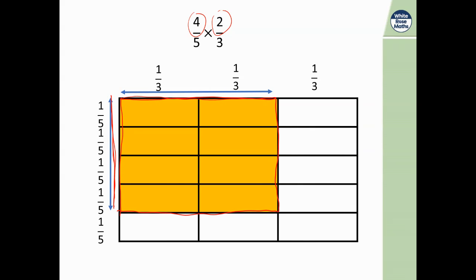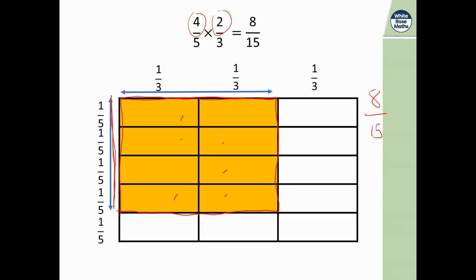There we go. And now how many are shaded? 1, 2, 3, 4, 5, 6, 7, 8 out of 15. So 8/15 is the answer. So 4/5 times 2/3 is 8/15.